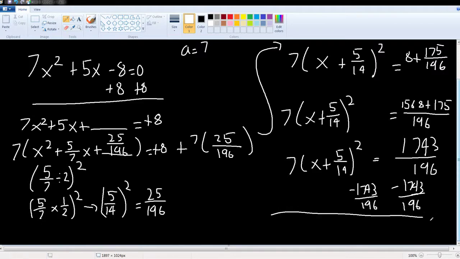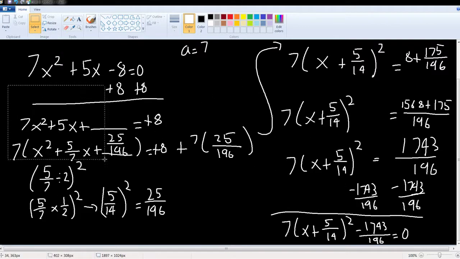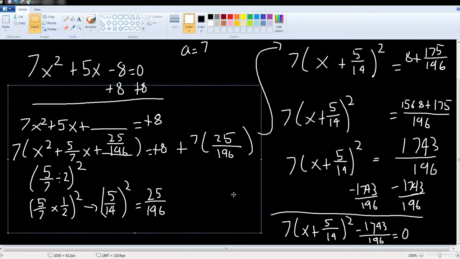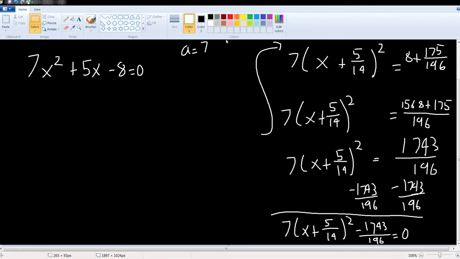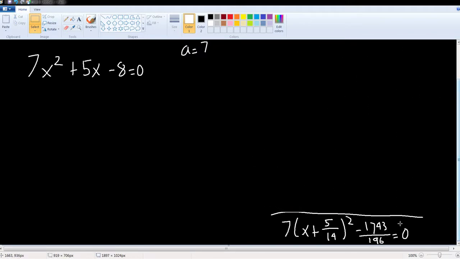We are then left with 7x plus 5 over 14 squared minus 1743 over 196 is equal to 0. So now it's also important to keep your work organized, so I am going to delete some of this just so we can have some more room.